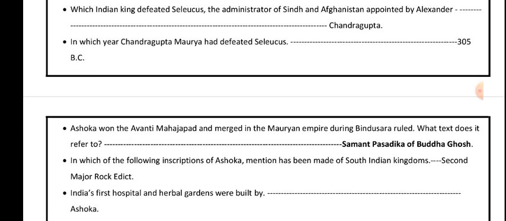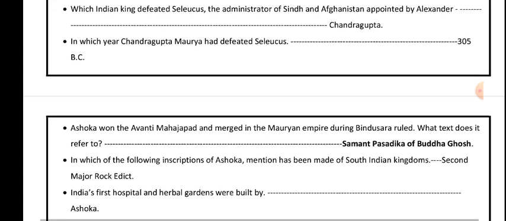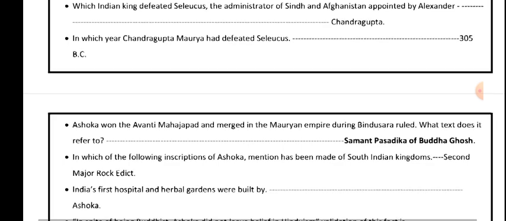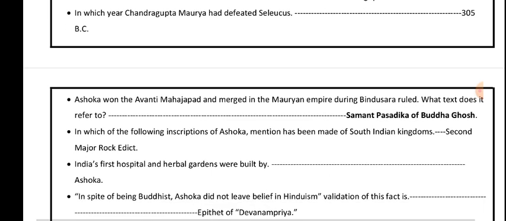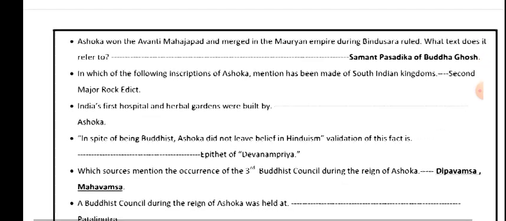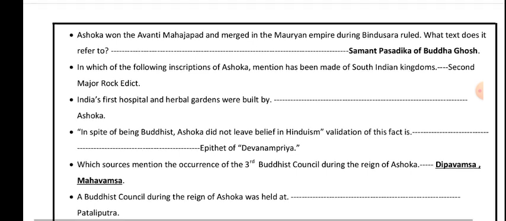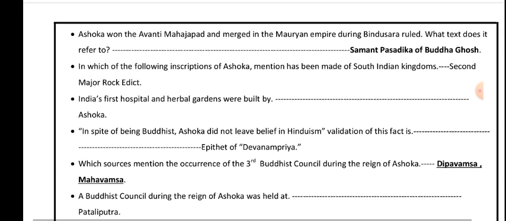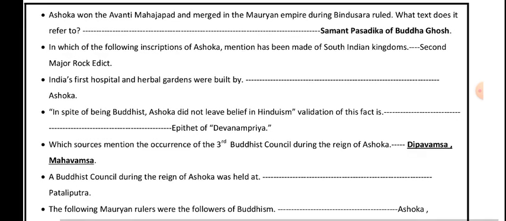Which king defeated Seleucus, who held the administration of Sindh and Afghanistan appointed by Alexander? Chandragupta. In which year did Chandragupta Maurya defeat Seleucus? 305 BC. Chandragupta Maurya defeated Seleucus Nicator. Ashoka won the Avanti Mahajanapada and merged it into the Mauryan Empire during the reign of Bindusara.